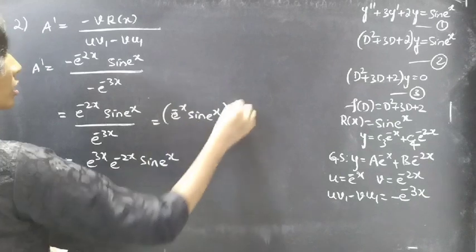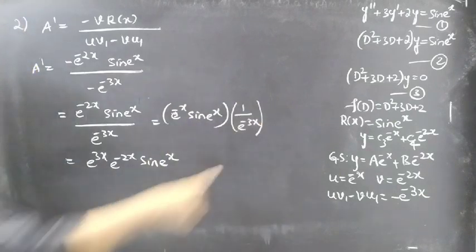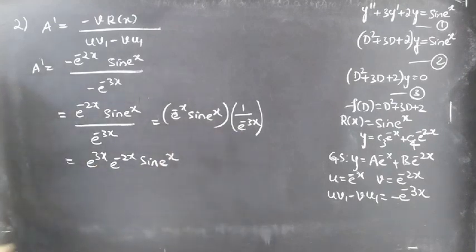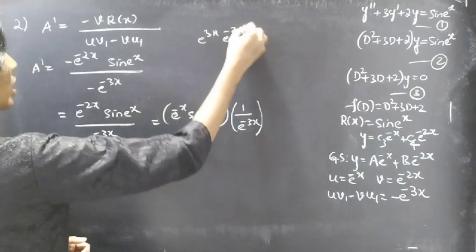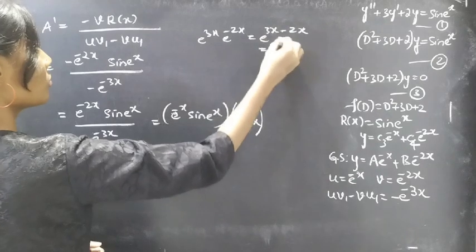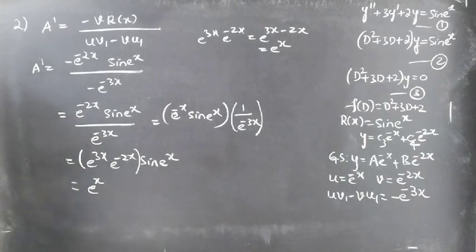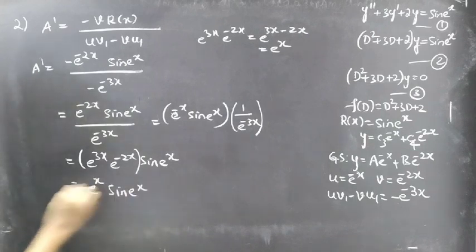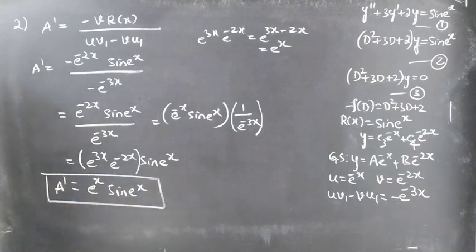or we can split this fraction. The reciprocal of e power minus 3x is e power 3x. Now we'll get e power 3x into e power minus 2x is e power 3x minus 2x, which is e power x. So just write it as e power x into sine e power x. Therefore, a dash equals e power x sine e power x.